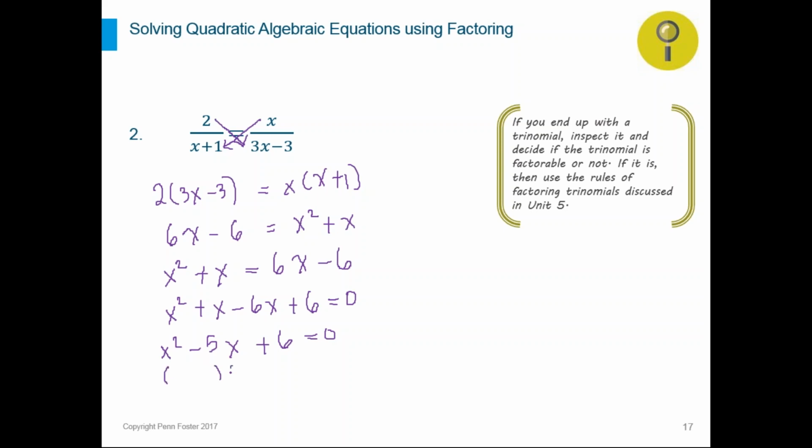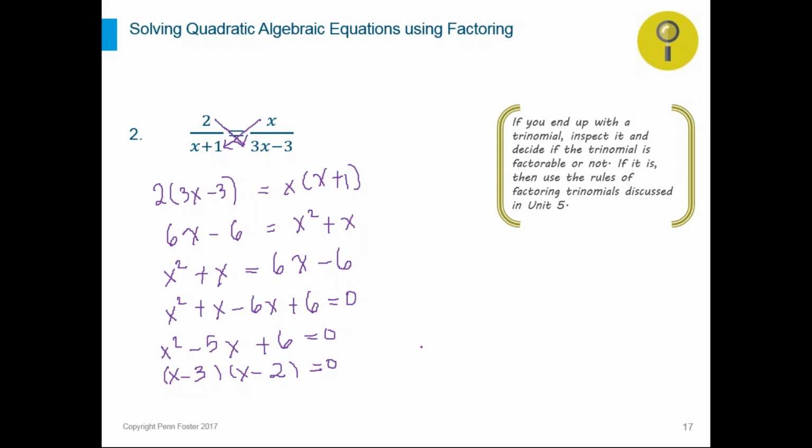Now let's try. Equals 0. I know I'm going to have an x minus and an x minus. Looking at the signs, I know that both of them will have a minus sign. Now, 3 and 2 are the ones. Negative 3 times negative 2 is positive 6, but when you add, it will give you negative 5. So, these are the ones I'm looking for.